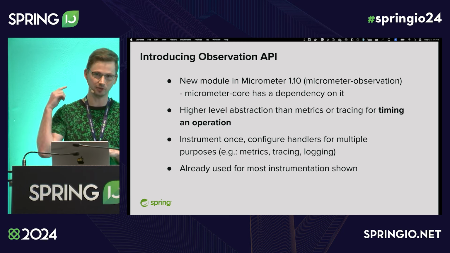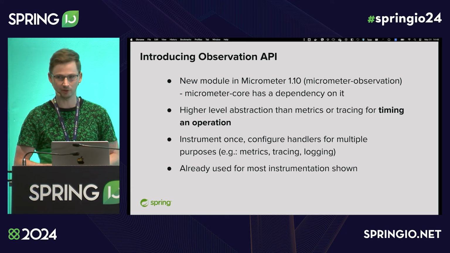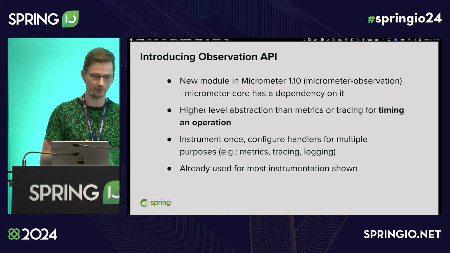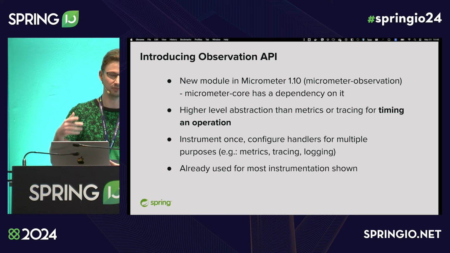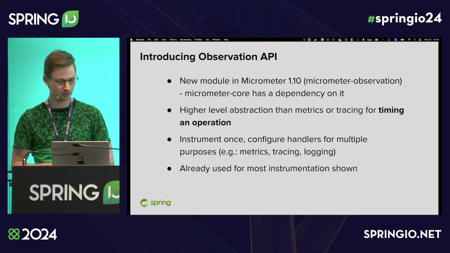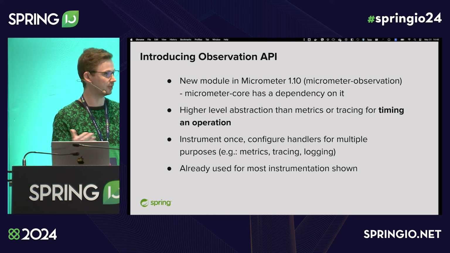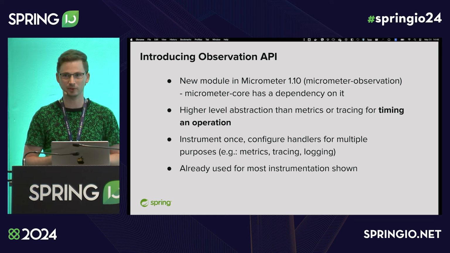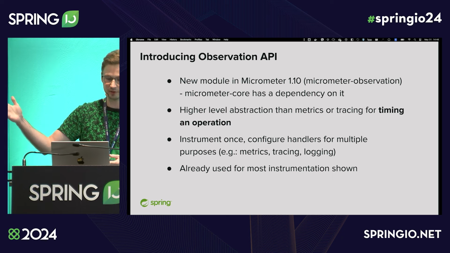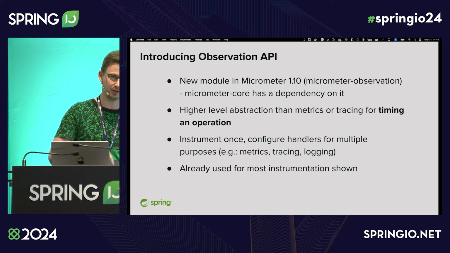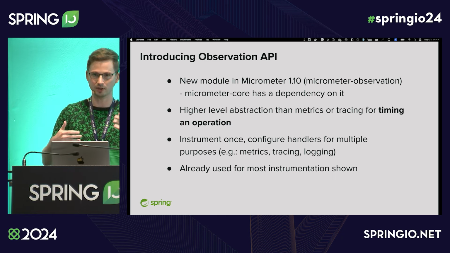The idea is that you instrument once with one API, and then you can configure arbitrarily many handlers that give you things out of that, like metrics, tracing, logging, and anything else that you can think of. We have some interesting things that we might be able to show you later. And you may not be aware, but most of the instrumentation that you were shown in that demo, and that you've maybe seen in your own applications using different Spring projects, is already being instrumented with this Observation API. Under the covers, that's what they're using.